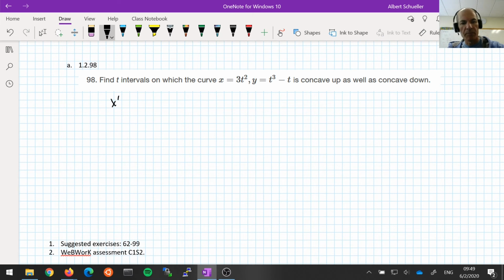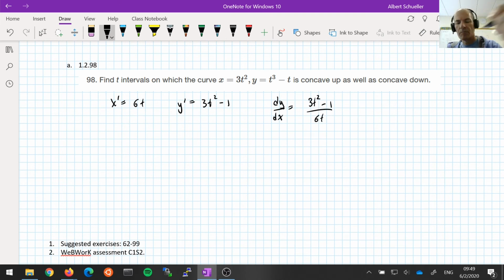So x prime is 6t, y prime is 3t squared minus 1, dy dx is y prime over x prime, like that. And we could simplify this a little bit, I suppose, to 1/2 t minus 1 over 6t, something like that.